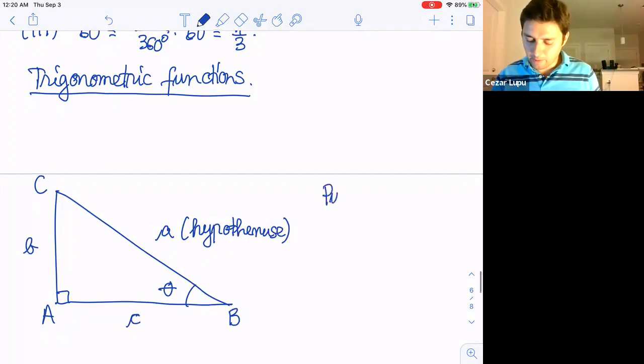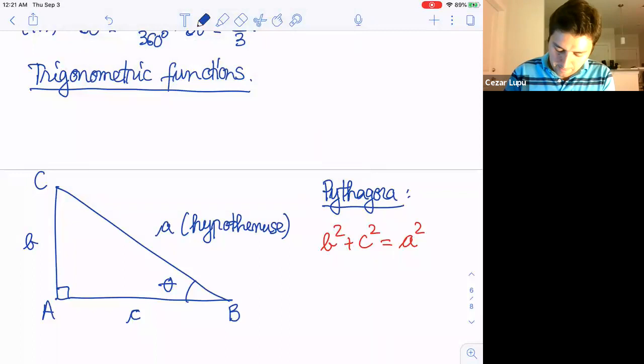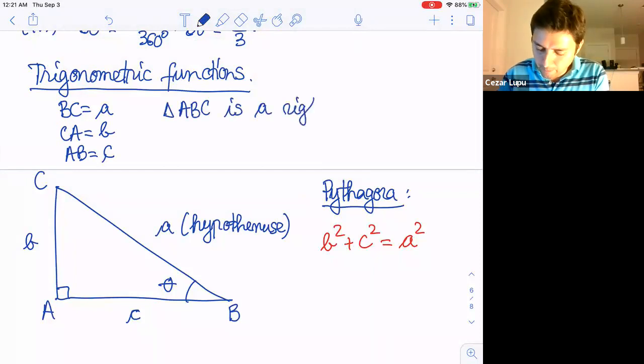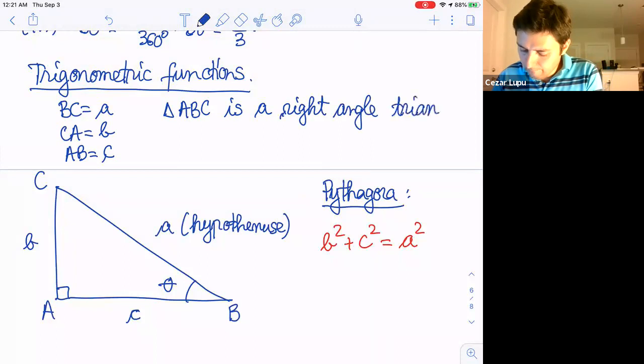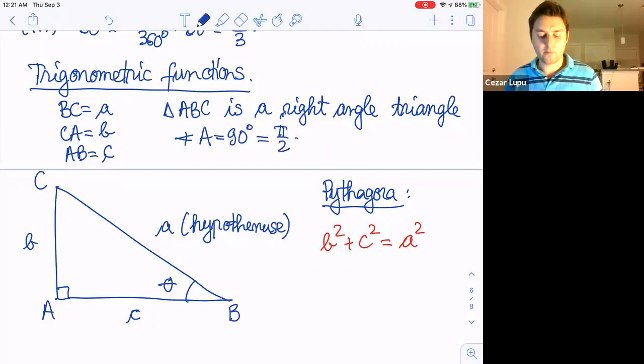And now you know that Pythagoras tells you that B squared plus C squared is nothing else than just A squared. By the way, here the notation is the following. BC, let's denote this by A, CA will be B and AB will be C. So triangle ABC is a right angle triangle. Angle A is 90 degrees, or pi over 2 if you want in radians. Okay.